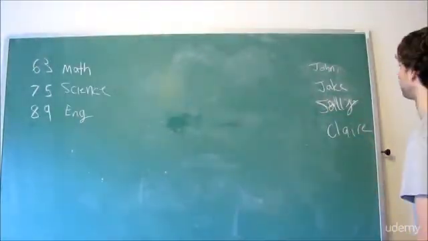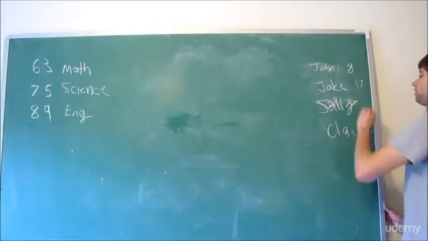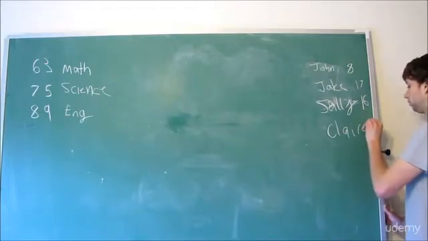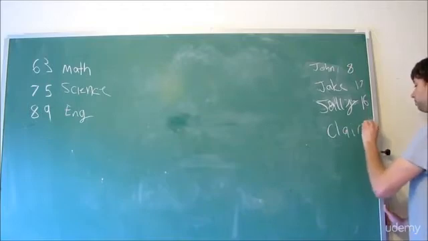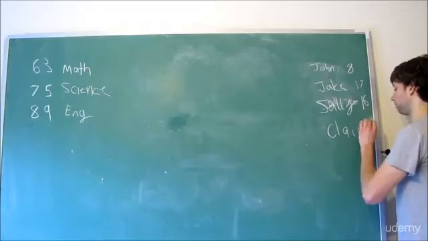We'll do the same thing over here. So John will have the ID of 8, Jake the ID of 17, Sally the ID of 16, and Claire the ID of 4. Just kidding, 666 because she's evil. 666. I'm just kidding. We'll just go with 6.